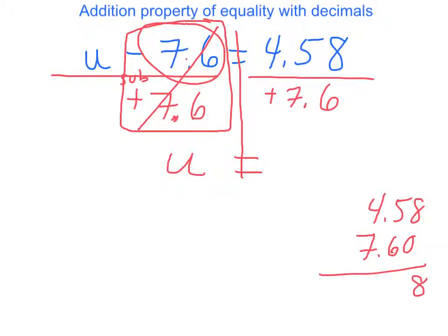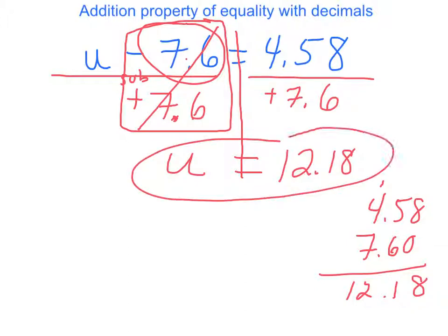8 plus 0 is 8. 5 plus 6 is 11, carry the 1. 4 plus 1 is 5, plus 7 is 12. So we have 12.18. I look back at what I have written. I have u equals a number. I can stop because I'm done solving that equation.